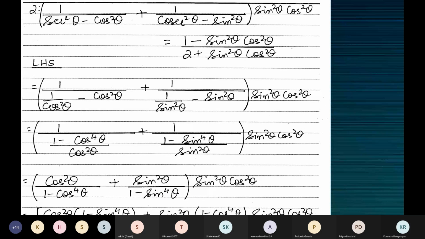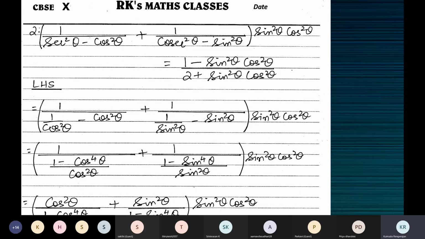After that, what will be the common? You have to take the common denominator because there's a plus here. There's a plus, so you'll have to keep simplifying. When there's a plus, that means you have to take the common denominator. There's no other option. Like in fractions, when terms are connected by a plus or a minus sign, you have to take up the common denominator. Same thing here.